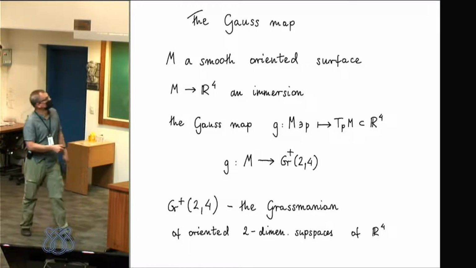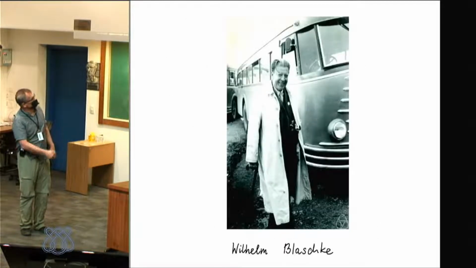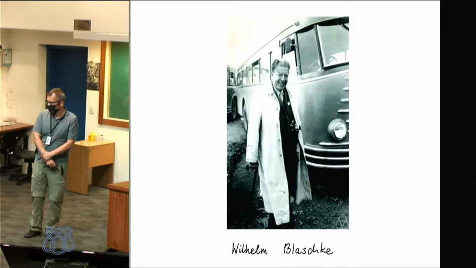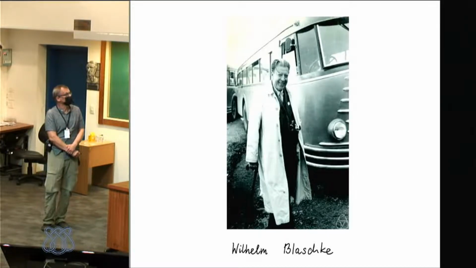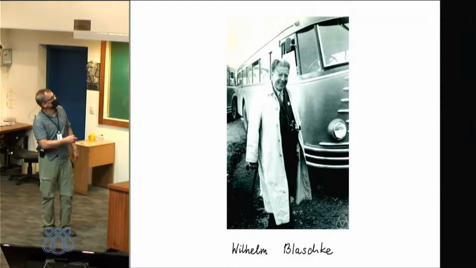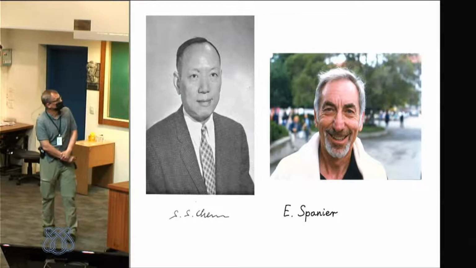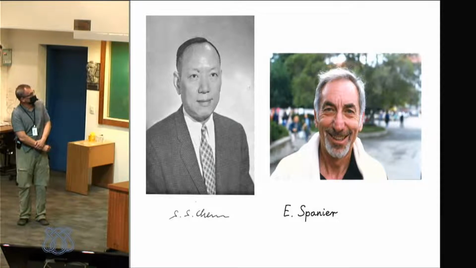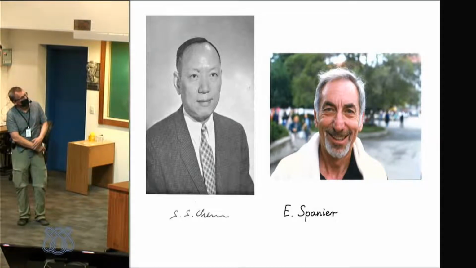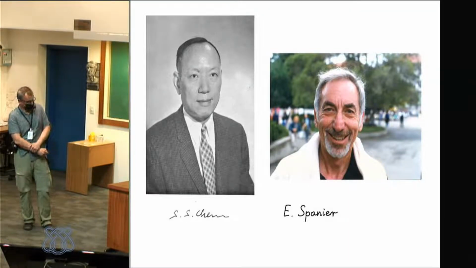This subject was studied by many people. I think the first one who studied it was Wilhelm Blaschke, an Austrian mathematician, who wrote a paper in 1949. Then two years later the same result was proved by algebraic topological methods by his student, Chern, and Spanier. Chinese and American mathematicians were both in Chicago at that time.